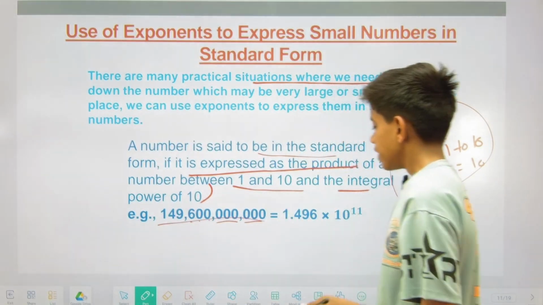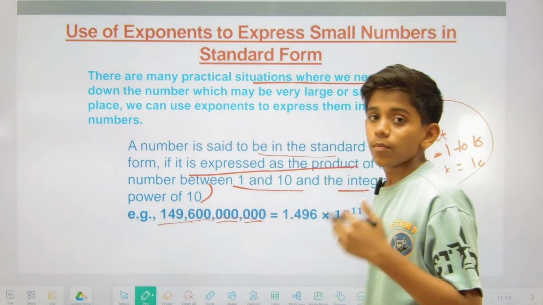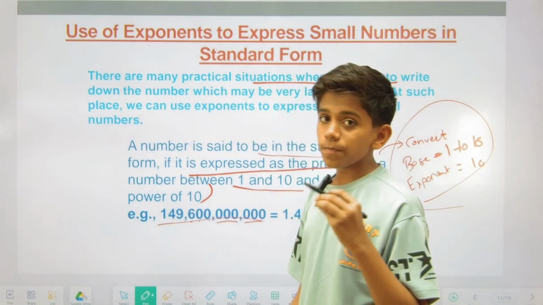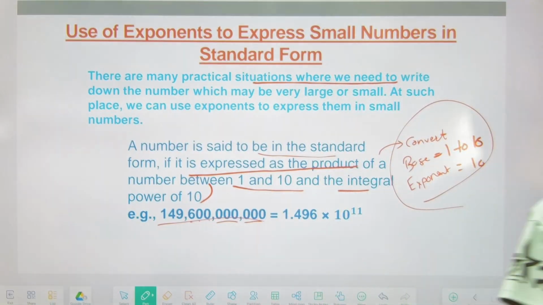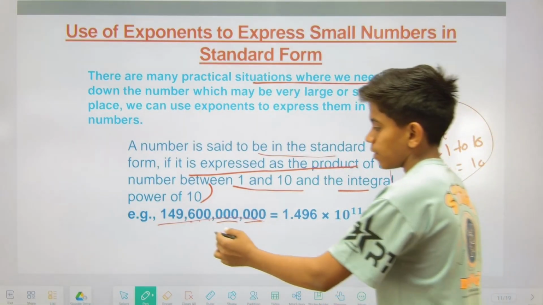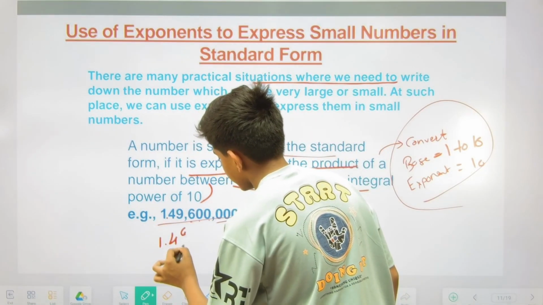Suppose this is any number. To write it in standard form, you need to give a point so that the number becomes between 1 and 10. So if you give a point between 1 and 4, the number will become 1.49 and so on.